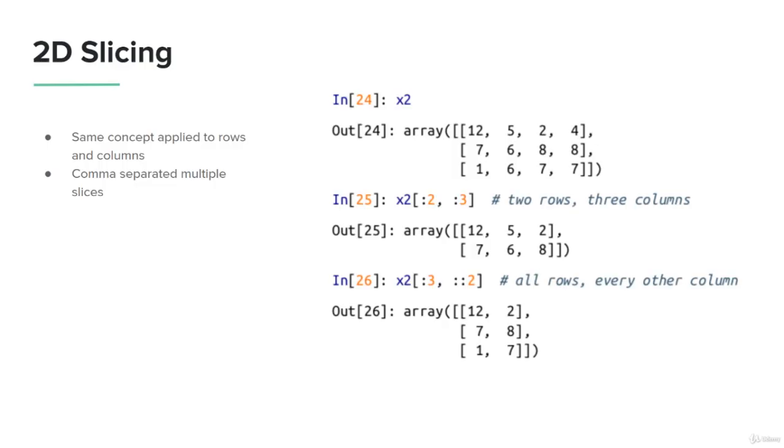But the important thing is that you need to make sure what you want to extract from these 2D arrays. Considering this example, the first two arrays should be extracted, and the first three columns of these two rows should be extracted. So the first two rows and the first three columns of those two rows. Now we have 12, 5, 2, 7, 6, 8.